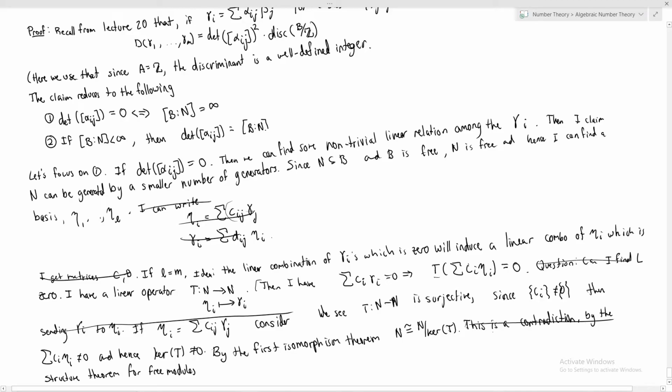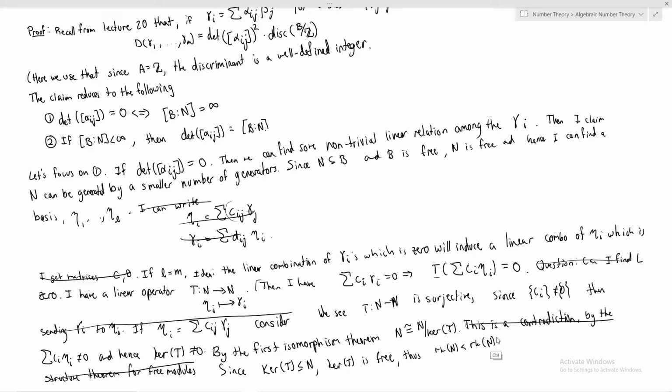So let me explain this a little bit better. Since ker T is a submodule of n, ker T is free. Thus, the rank of n is strictly less than the rank. So yeah, you should probably be more careful than this, but this is the basic idea of what's going on here.